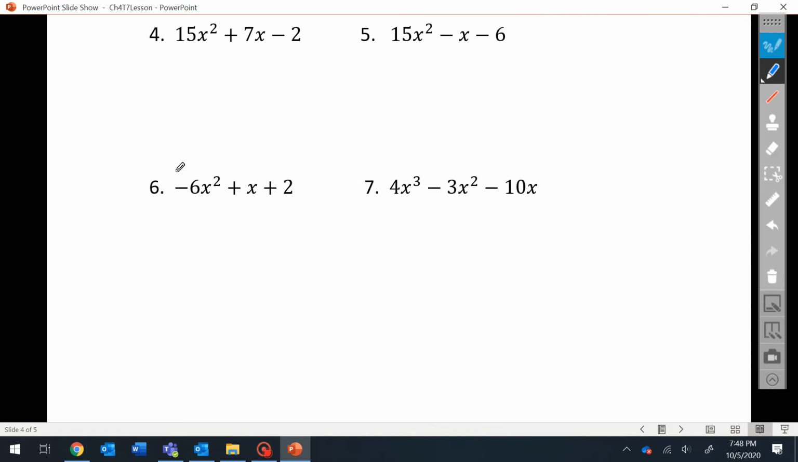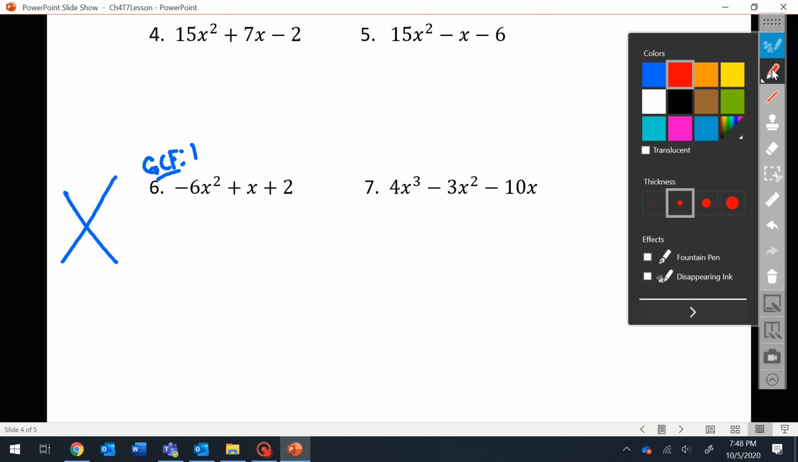Number 6. So number 6, the GCF of number 6 is 1, so we don't need to factor anything out. We will jump to the cross, of course, since there's no special case.